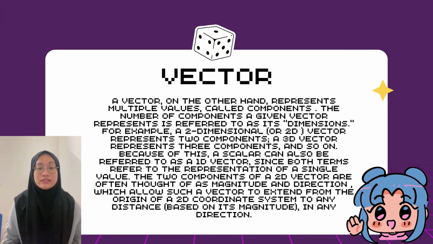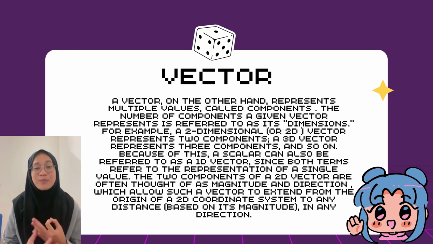A vector, on the other hand, represents multiple values called components. The number of components a given vector represents is referred to as its dimensions. So, for example, a two-dimension vector represents 2 components. A 3D vector represents 3 components, and so on. Because of this, a scalar can also be referred to as a 1D vector, since both terms refer to the representation of a single value.